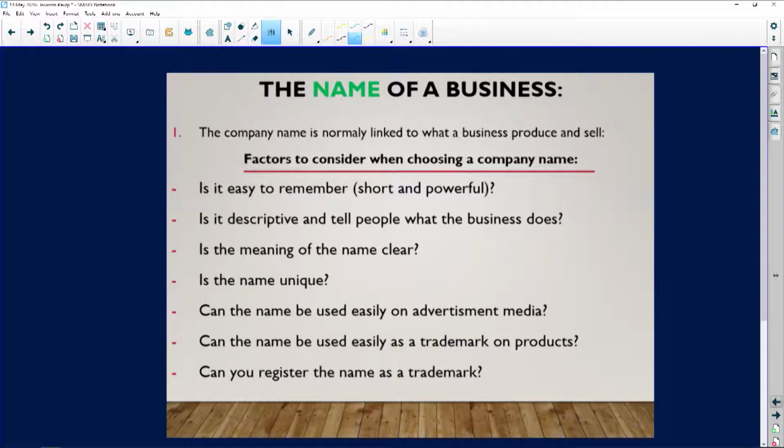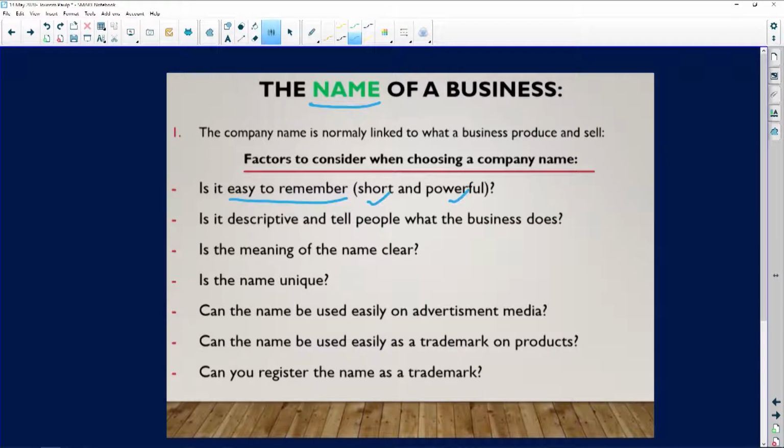So guys, let's not waste another second. Let's start with the first element. As I mentioned to you, the name of a business. I'm just briefly going to give you a few elements that you have to consider when you think about the name of your company, because the name will stay with you forever. Number one, it must be easy to remember. Having difficult names or long names will just mean people will say, oh my gosh, there's this lovely hotel in Johannesburg that I want you to go and stay at, but I can't remember the name. What's the use in that? So make sure your name is powerful and short.